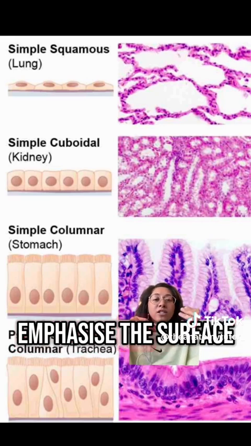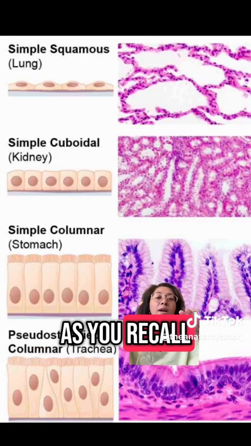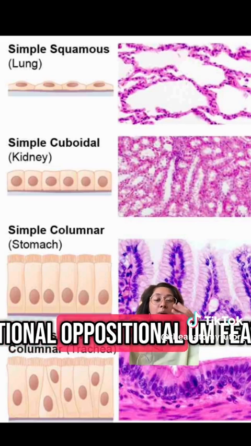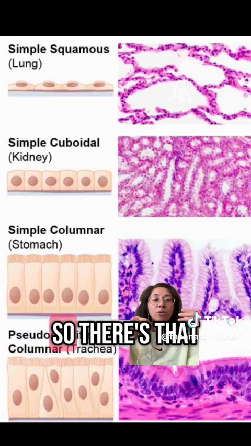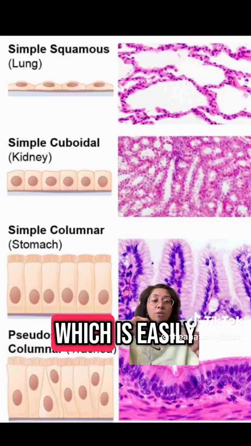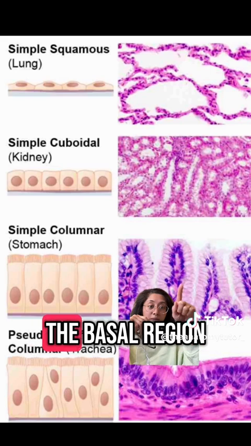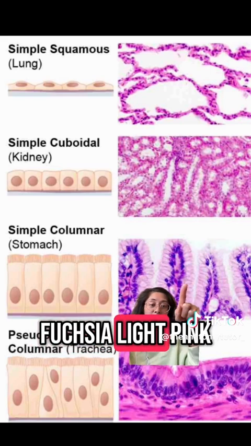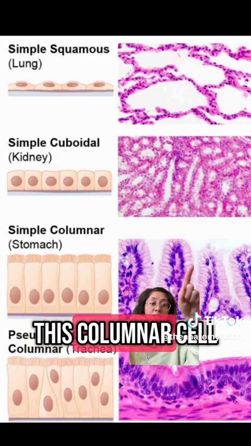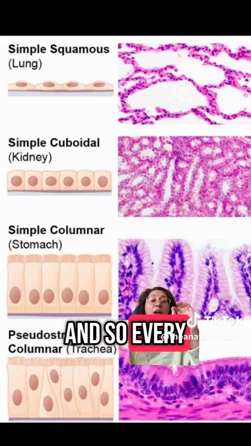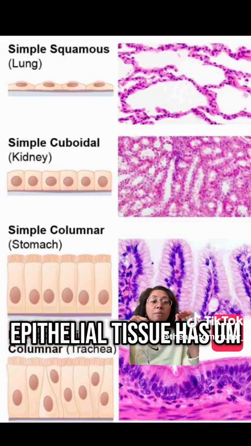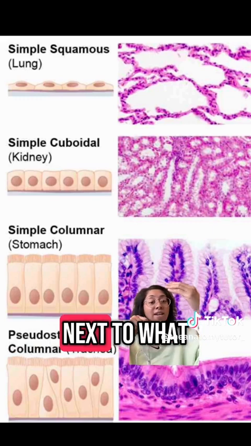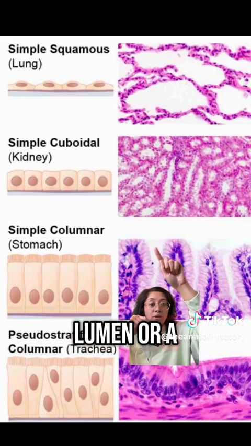And why I emphasize the surface is because, as you recall, epithelial tissue has what we call polarity, which has directional, oppositional features. So there's that apical and basal region, which is easily indicated here with the basal region with the dark purple nuclei, and then the fuchsia light pink apical region of this columnar cell. And so every epithelial tissue has an interface or is adjacent to what we call a lumen or a free space.